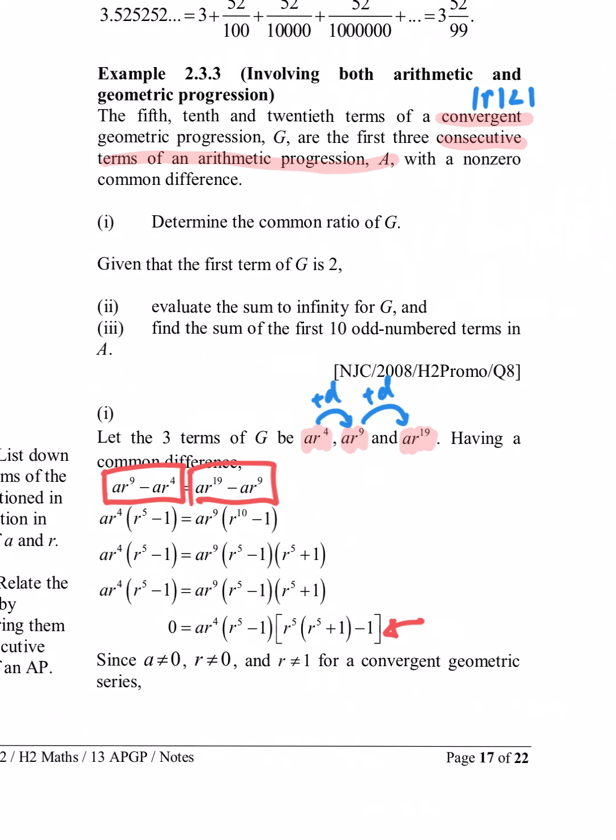Now at this step, we observe that A, which is the first term, is non-zero, because if the first term is 0, there's nothing else to calculate. R is not equal to 0, because again, the common ratio is not 0. The common ratio cannot be 1 because we know that it's a convergent geometric series, so mod R must be less than 1. This leads us to the next step.